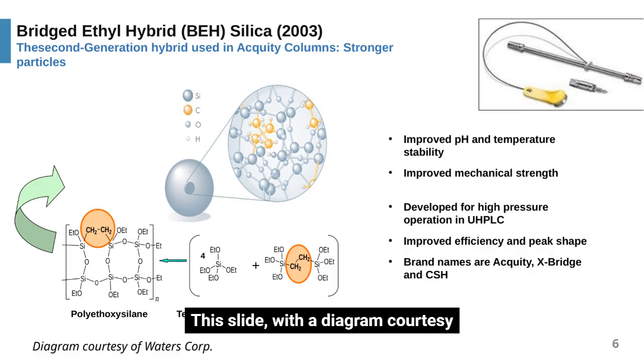This slide, with a diagram courtesy of Waters Corporation, explains bridged ethyl hybrid, BEH, silica. BEH silica uses tetraethoxysilane and bis(triethoxysilyl)ethane to improve pH and temperature stability, along with improved mechanical strength. It's designed for high-pressure operation in UHPLC, improving efficiency and peak shape. Brand names include Acquity, XBridge, and CSH.